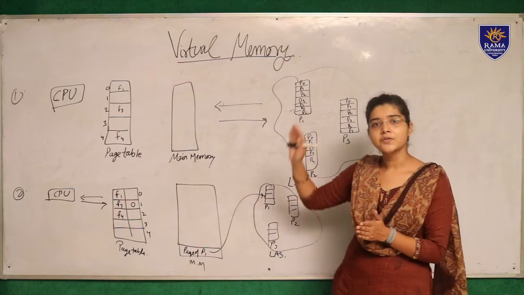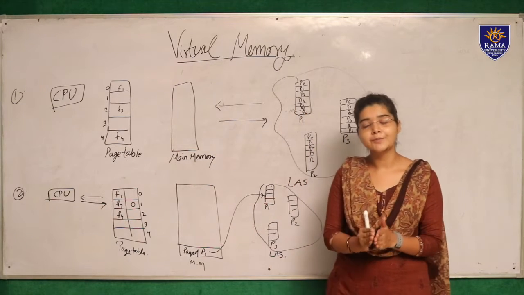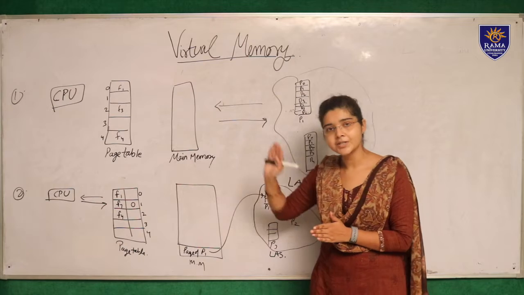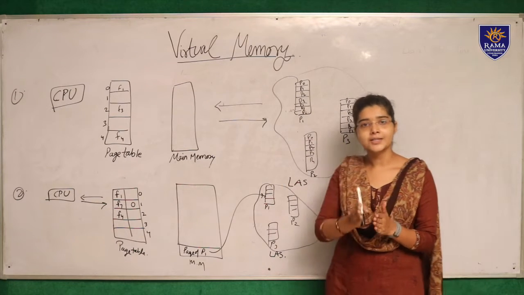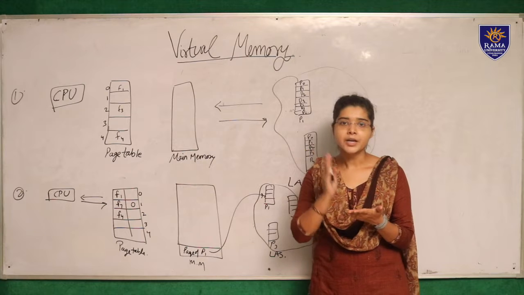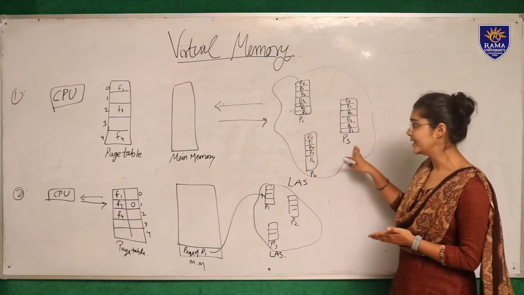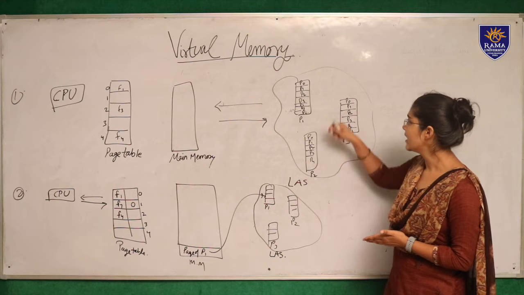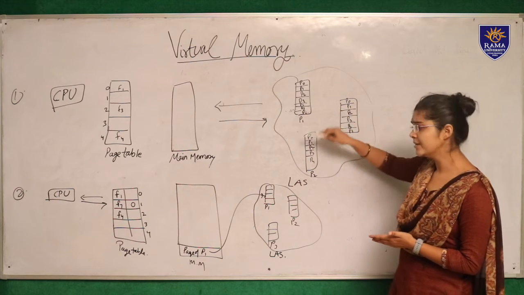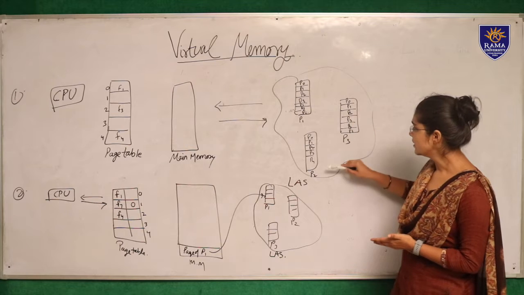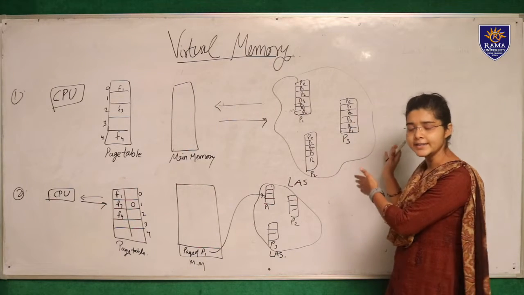To understand virtual memory, we have to know some basic concepts. First is LAS, the full form of which is logical address space. In the logical address space, as you can see, multiple processes are residing here, and those processes are divided into a number of pages, like P1, P2, and the same as P3. A lot of processes are residing here.